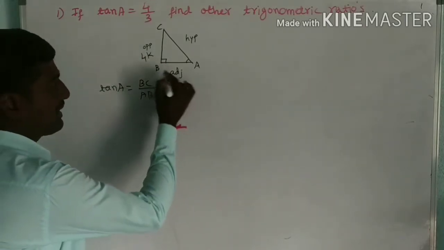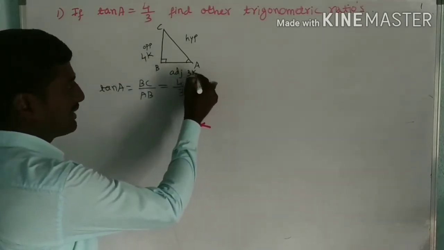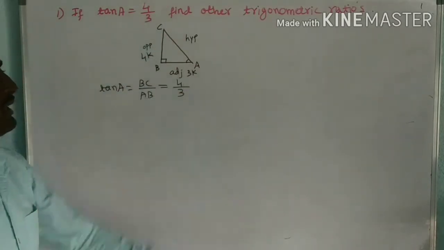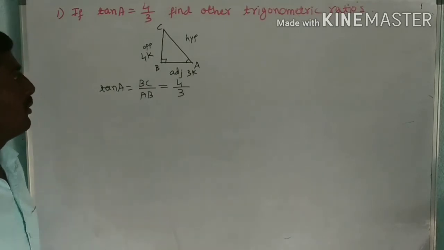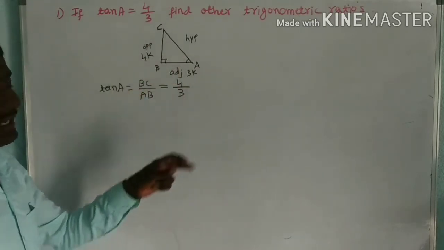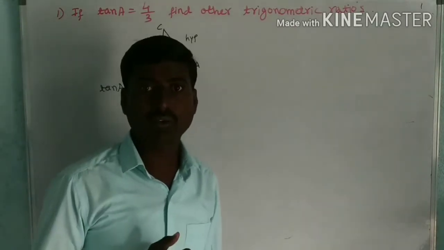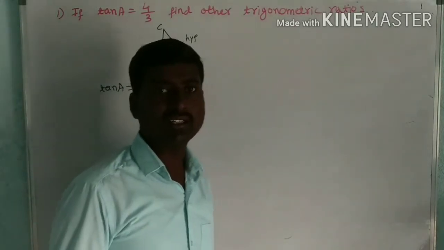Here AB I can take it as 3 into some number. I will take AB as 3K. Then what I have to find? I have to find now AC. Now, in this right angle triangle, 2 sides are known. The hypotenuse side I don't know. How to find? By applying the Pythagoras formula.